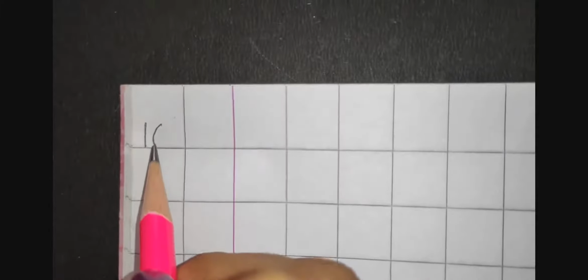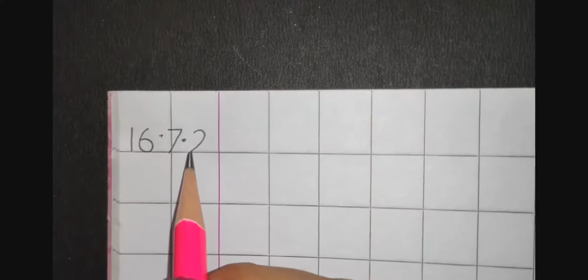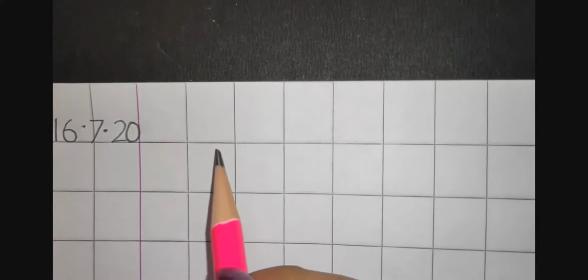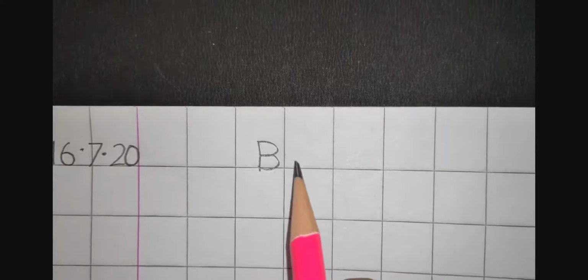Today's date is 16.7.2020. Now we have to write the heading. For writing heading, we have to leave 2 finger space and then write capital B. Rest of the letters are small.